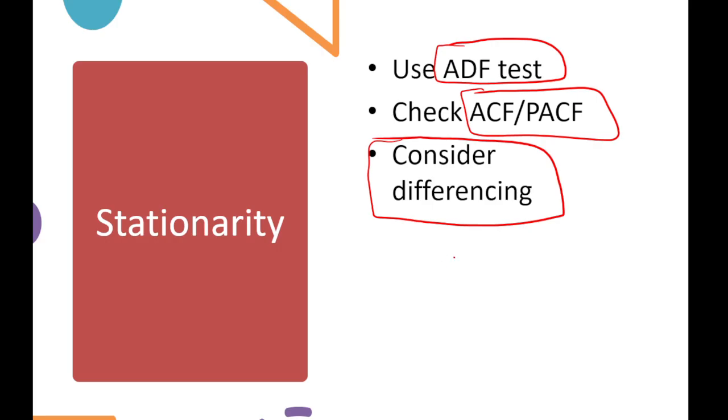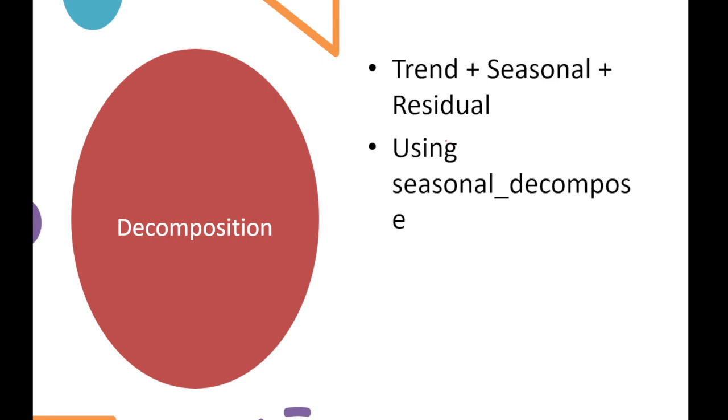Differencing is handled automatically within the ARIMA function, but if you don't want that, you can also do the differencing yourself and then fit other time series models. But if you just provide what the level of differencing would be, whether it's first order or second order differencing, then most packages will do the differencing for you directly.